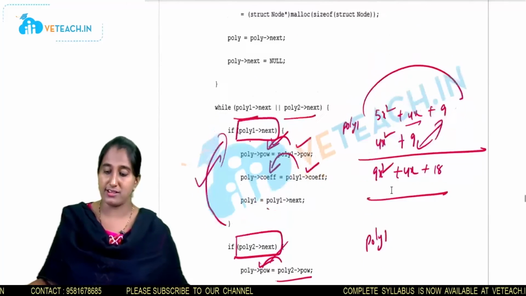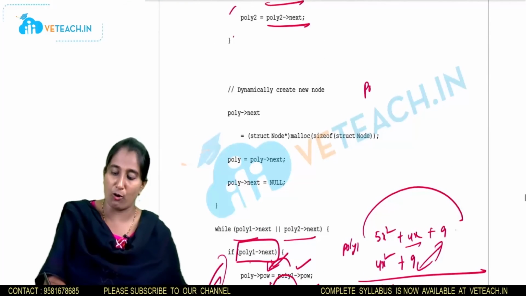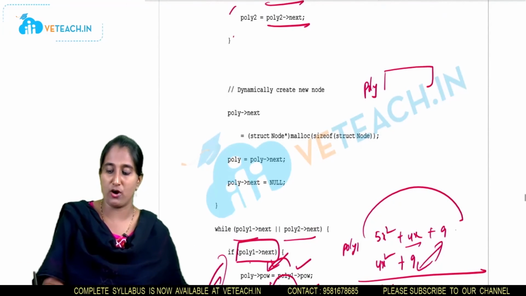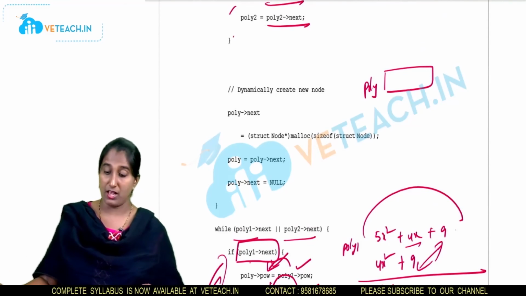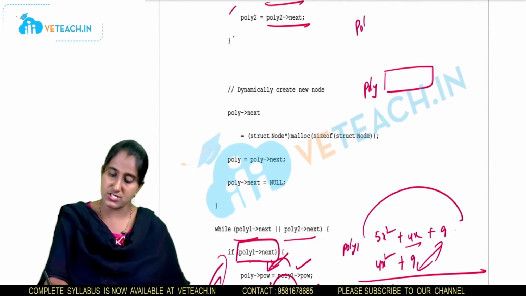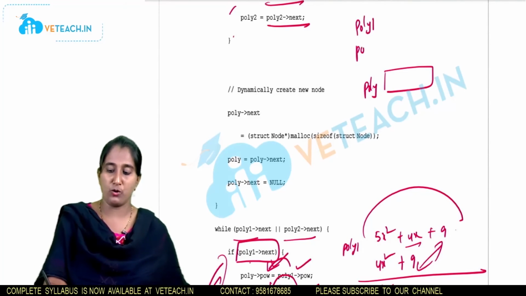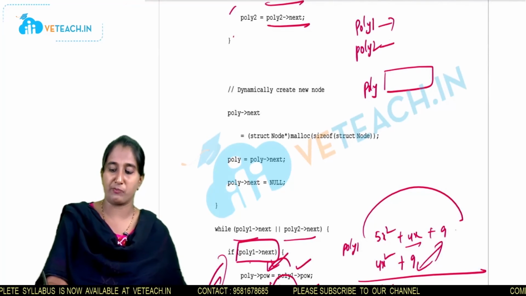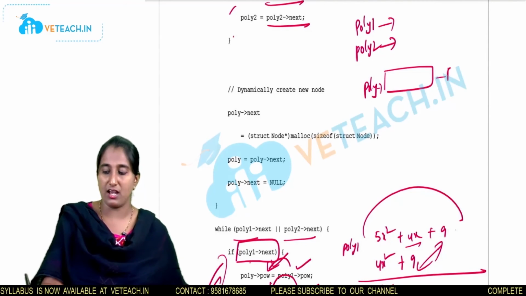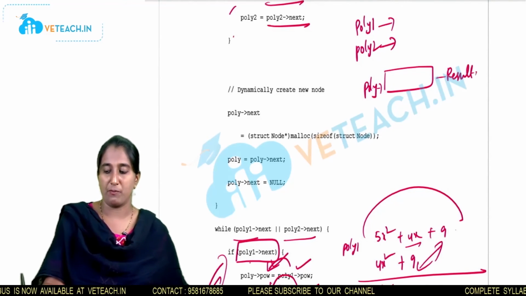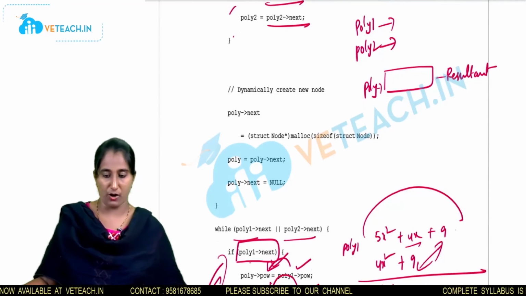Okay. Here the result is stored in the poly, not poly 1. Poly 1 is the first expression. Poly 2 is the second expression. Poly is the resultant output.